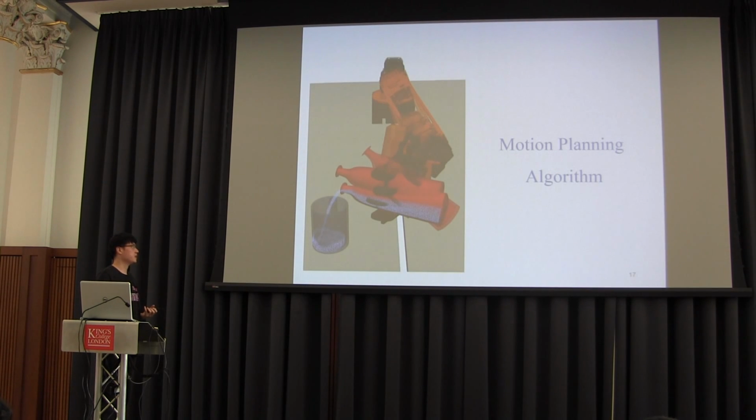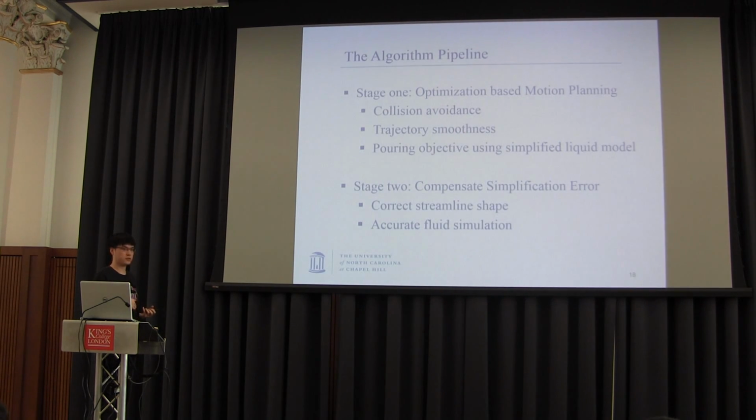So here's our planning pipeline. This is a 2-stage method. In the first stage, we use a general optimization-based motion planning framework that can take various constraints. And we also add our liquid pouring constraints based on this simplification. And the second stage is just an accurate fluid simulation to correct and to fit the new projected curves.